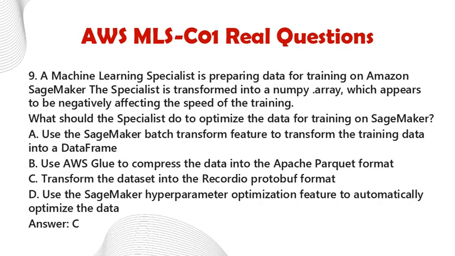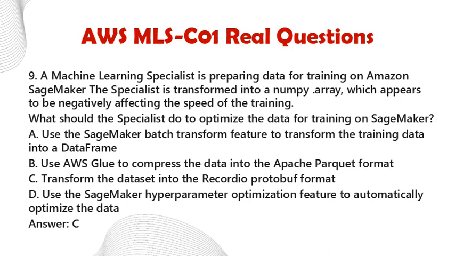9. A machine learning specialist is preparing data for training on Amazon SageMaker. The specialist has transformed the data into a NumPy array, which appears to be negatively affecting the speed of the training. What should the specialist do to optimize the data for training on SageMaker?